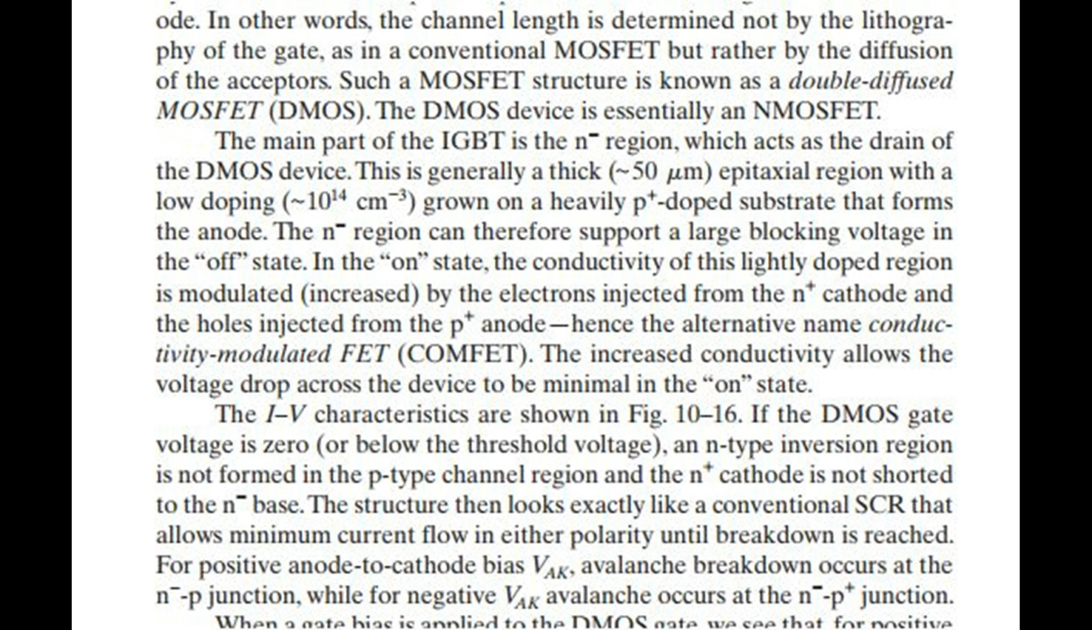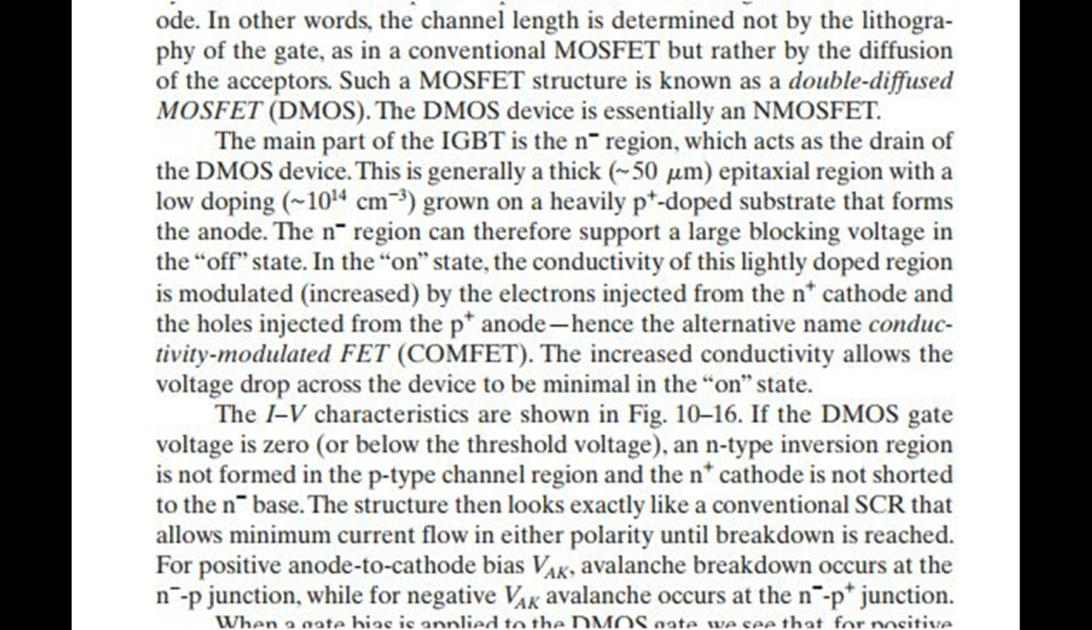The increased conductivity allows the voltage drop across the device to be minimal in the on state. The current voltage characteristics are shown in Fig 1016. If the double diffusion metal oxide semiconductor gate voltage is 0, or below the threshold voltage, an N-type inversion region is not formed in the P-type channel region and the N+ cathode is not shorted to the N base.